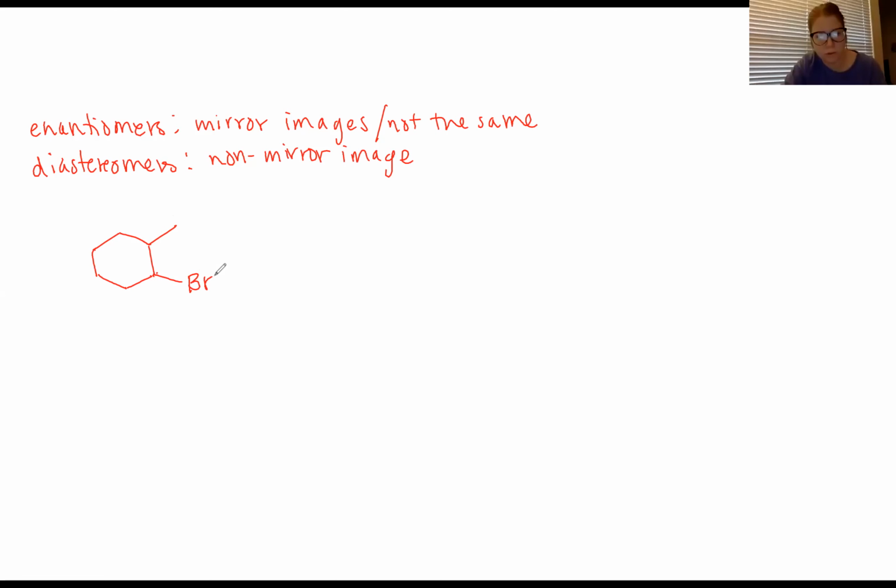Is there 2? Yeah, it's 2. Also, let's make them more complex. I'm gonna put a methyl group here too. So there are 2 chiral centers. How many stereoisomers do I have then?